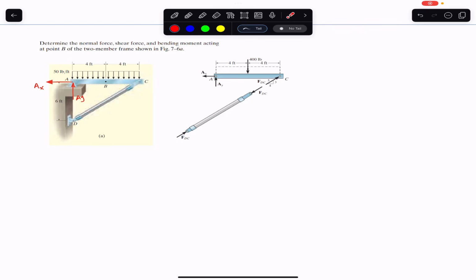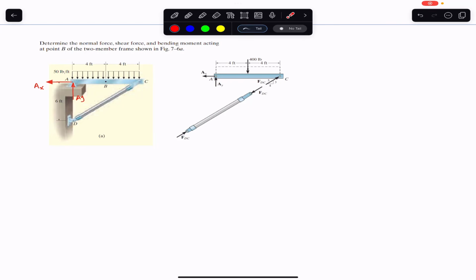Now the next task is to find the resultant of this distributed load. The resultant of this rectangular distributed load will be equal to the area of this rectangular distributed load, and that resultant force will be acting at the geometric center of this rectangular area. The geometric center will be at its midpoint, which will be at a distance of 4 feet. The length of this rectangular area is 8, so the resultant will be acting at its midpoint, at a distance of 4 feet.